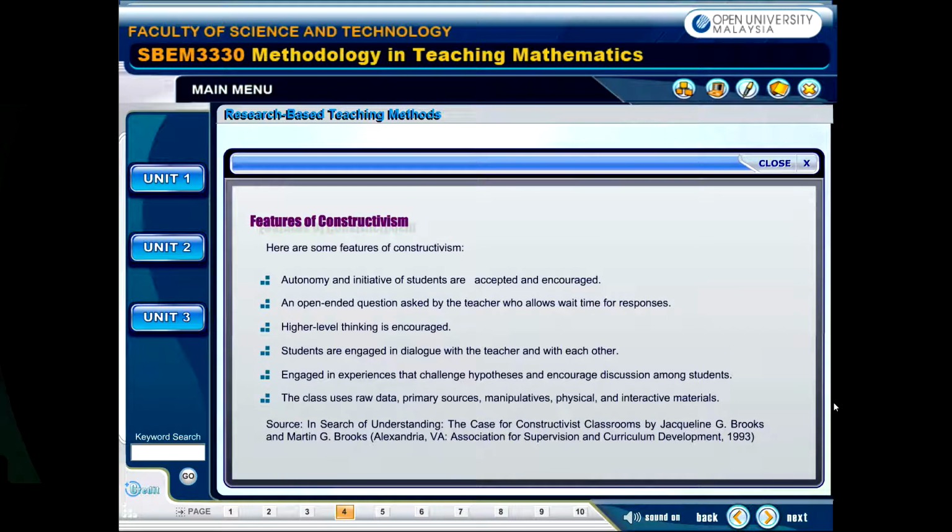Here are some features of constructivism. Autonomy and initiative of students are accepted and encouraged. An open-ended question asked by the teacher who allows wait time for responses. Higher-level thinking is encouraged. Students are engaged in dialogue with the teacher and with each other. Engaged in experiences that challenge hypotheses and encourage discussion among students. The class used raw data, primary sources, manipulatives, physical and interactive materials.